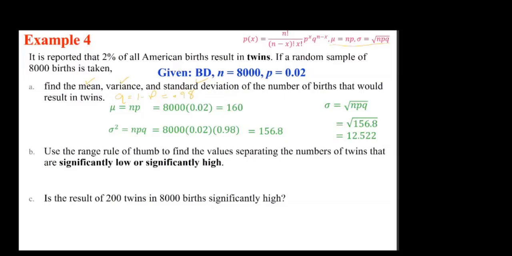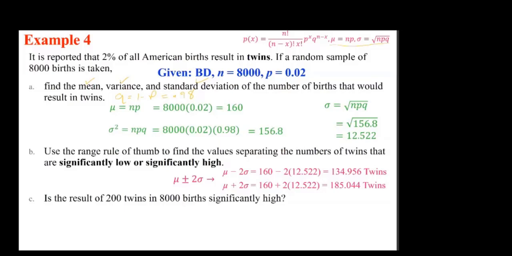Now the range rule of thumb simply puts it as mu plus or minus 2 sigma. So 160 plus or minus 2 times 12.522. And so if we subtract 2 times sigma, we get 134.956. And if we add 2 times sigma, we get 185.044. That means anything less than 134.956 is unusual. Anything larger than 185.044 is unusual.